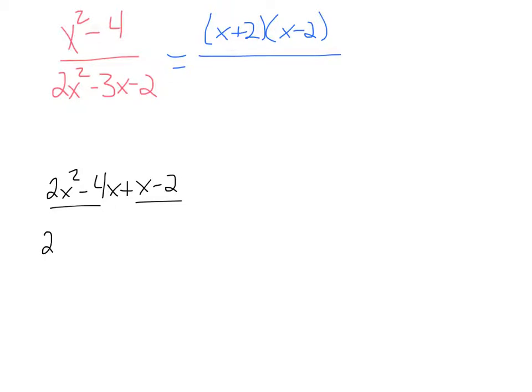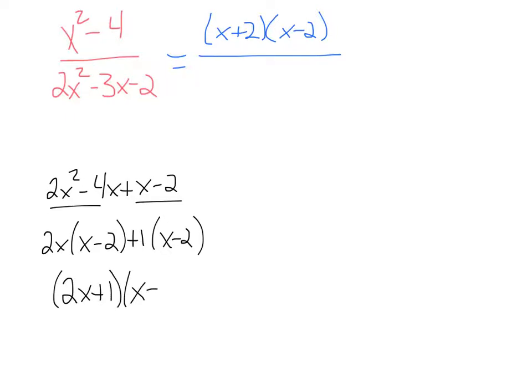Take out a 2x out of the first one. We're left with x minus 2. Take a 1 out of the second one, left with x minus 2. And so that will factor into 2x plus 1 and x minus 2. And so we're going to write that in our denominator. These are equivalent.